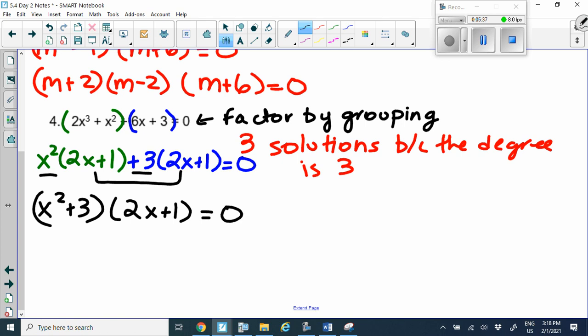Now let's see if we can factor any more. Well, let's look at the x squared plus 3. Well, notice first we have an addition and a number that is not a perfect square. So that means we cannot factor this anymore. 2x plus 1. Well, unfortunately, this is a linear expression, so we can't factor it. So that means we're just going to set each factor equal to 0 and solve. So I have x squared plus 3 equals 0 and 2x plus 1 equal to 0.